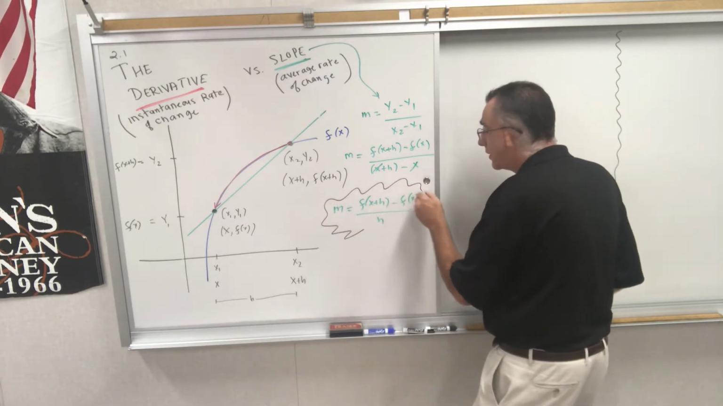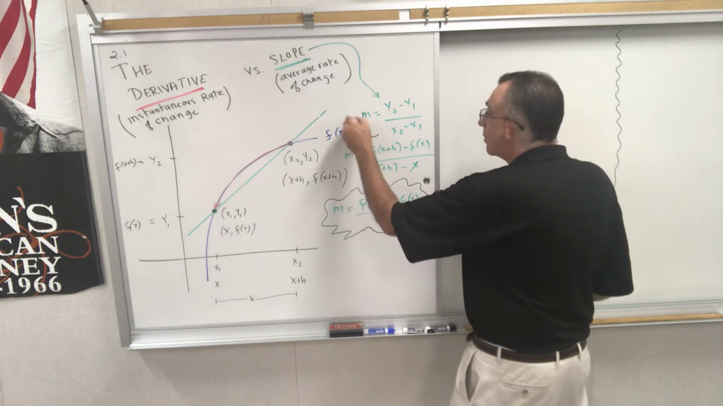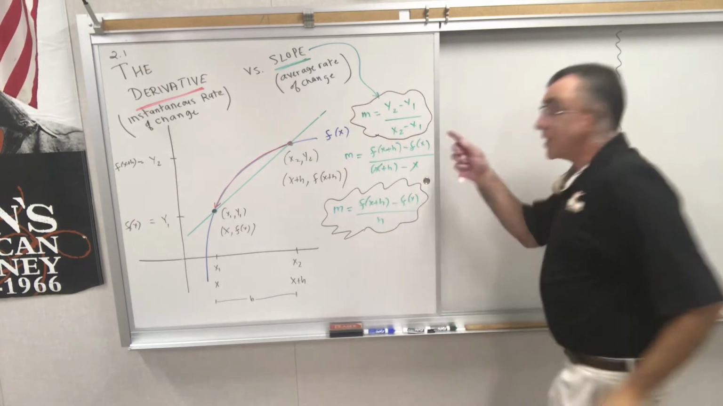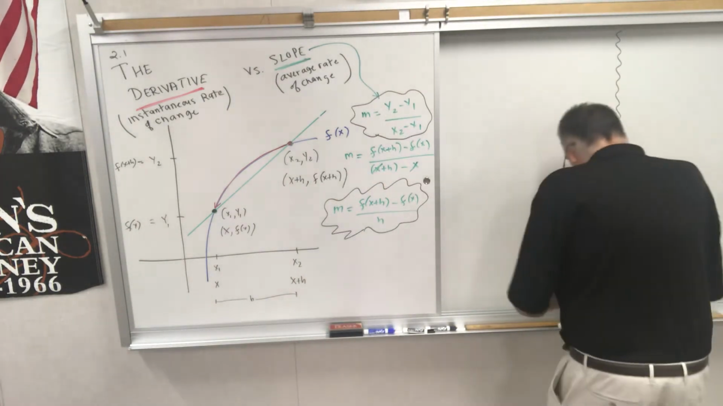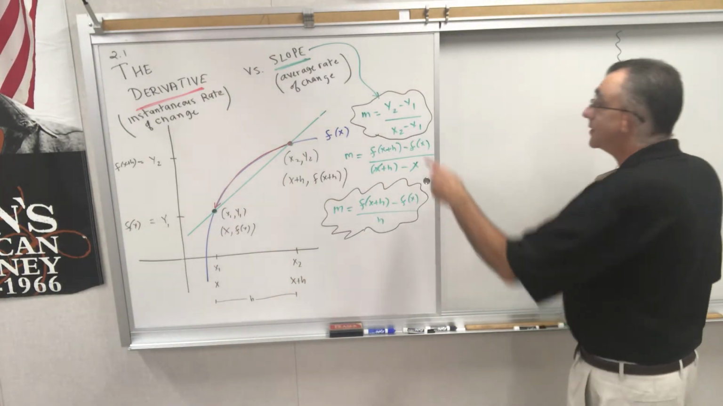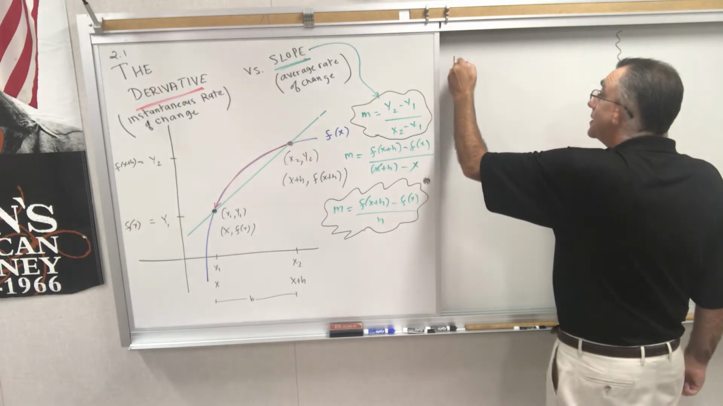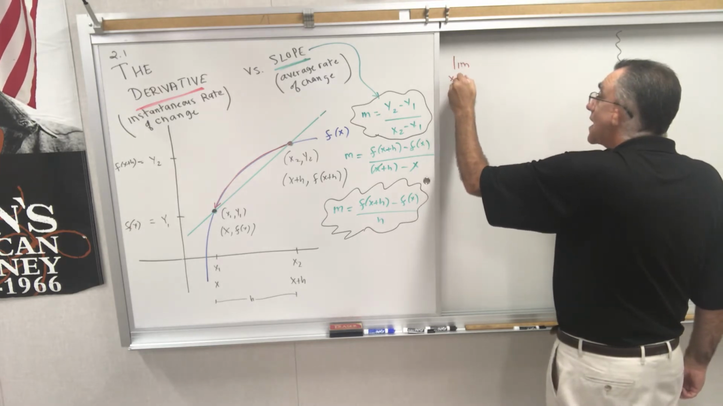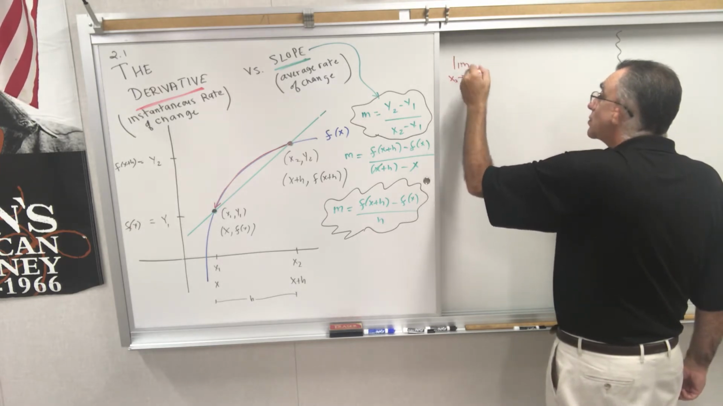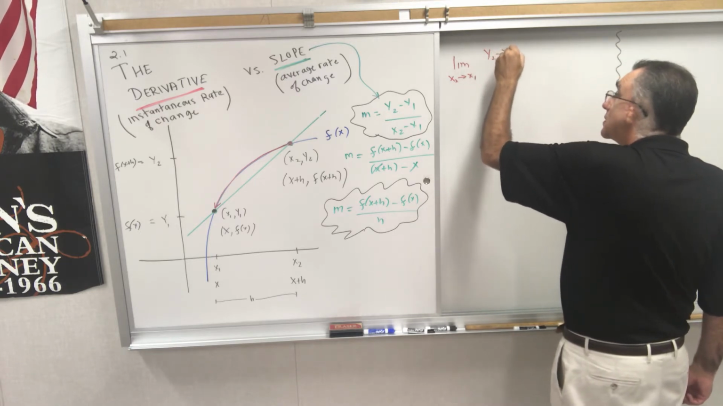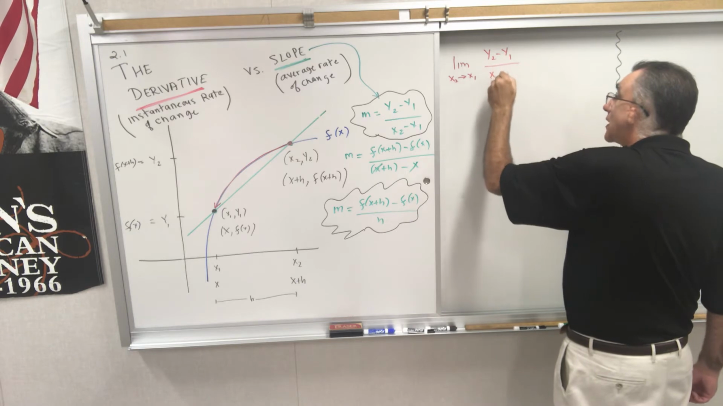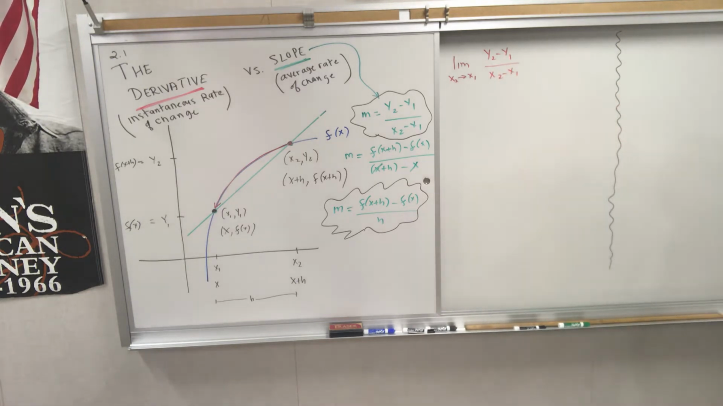Slope. This is the slope. In green, that's the slope. Okay. Now, what would the derivative be? It is the limit as x2 approaches x1 of y2 minus y1 over x2 minus x1.